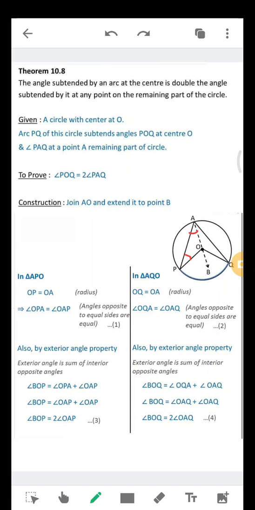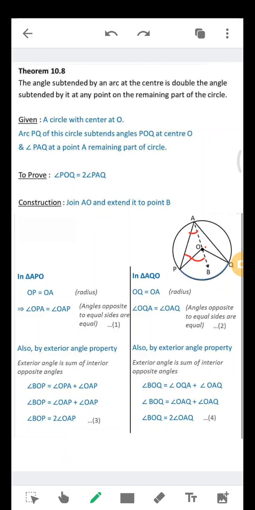Similarly, now I'll apply the exterior angle property for this triangle. The exterior angle is this one, POB or BOP. BOP will be equal to, as I told you, the exterior angle property: the exterior angle is equal to the sum of the interior opposite angles. So BOP is equal to the sum of these two angles, angle OPA and OAP.